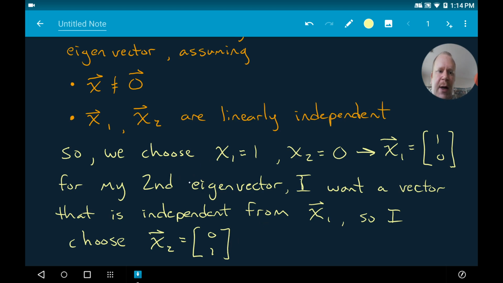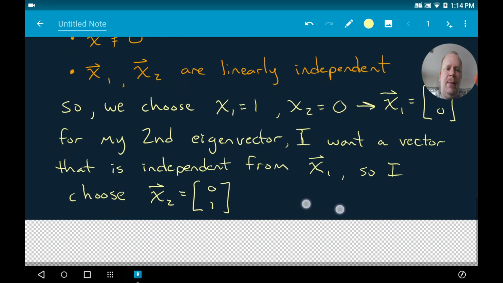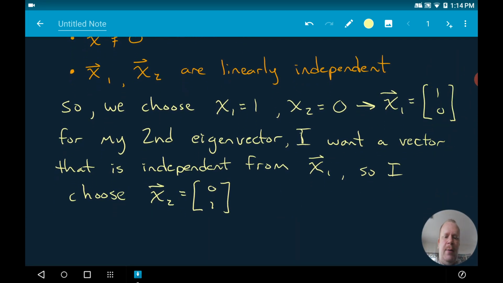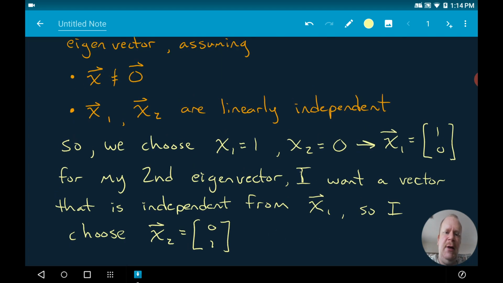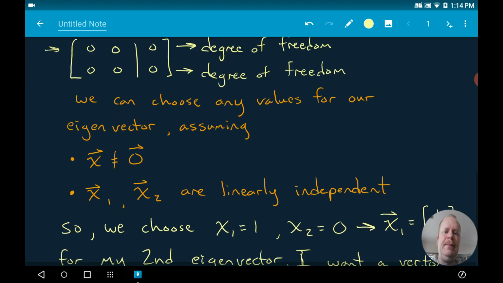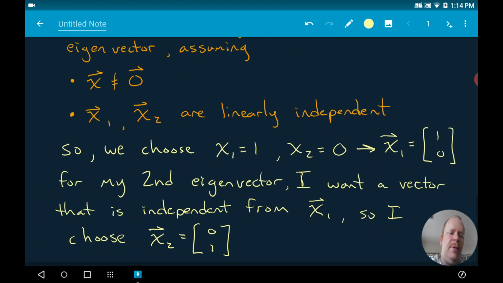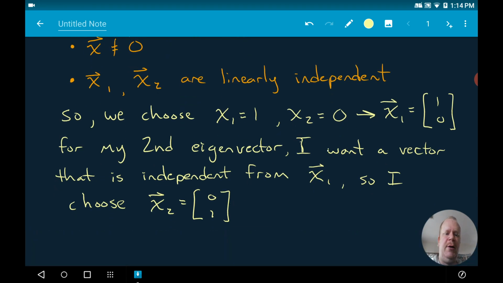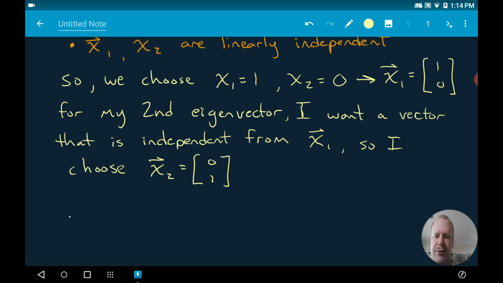For the first example that I just showed, we'll have a more rigorous way to pick linearly independent solutions that won't be the zero vector. But for this example, if you end up with a situation where you have repeated eigenvalues and you have 2 degrees of freedom, that means that you're just allowed to pick 2 linearly independent eigenvectors.